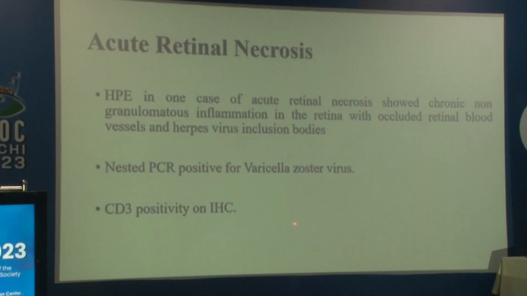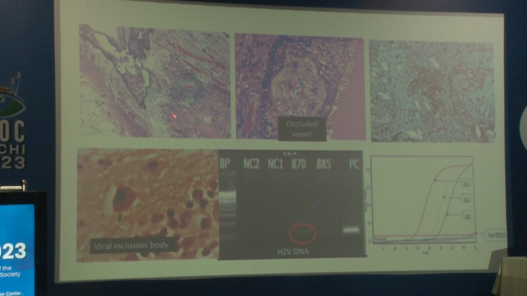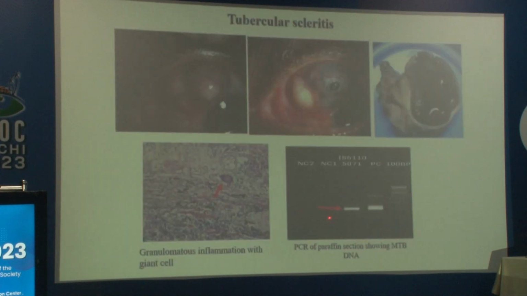In acute retinal necrosis, a very interesting case, you could see peripheral retinal necrosis and inflammation, with occlusion of the blood vessels and T cell infiltration. We could also find inclusion bodies, and PCR was positive on the paraffin section for HZV DNA, by nested and real-time PCR.